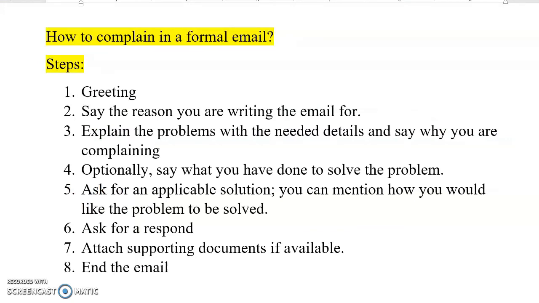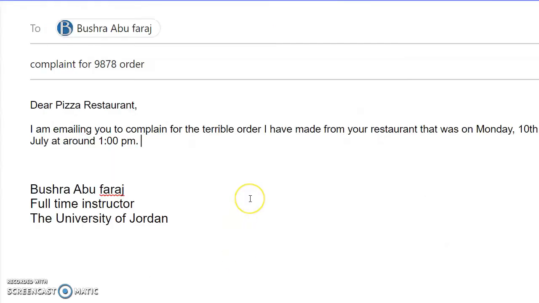Then I have to explain the problem with the needed details and say why you are complaining. In other words, I have to say what happened. What is the real problem that happened? For example, it's good to mention at the beginning that you have been a customer with them for some years, or you are a big fan of them, just to tell them that this is not the first time that you've made an order from them. It means something like you are surprised by this bad service.